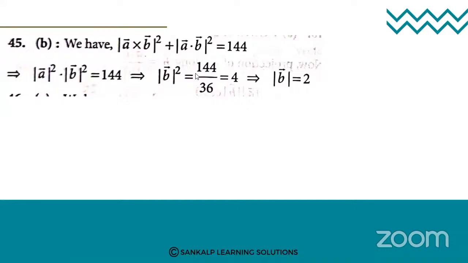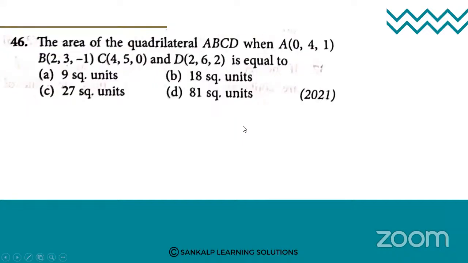So from this we can understand one direct hint, that is A cross B plus A dot B whole square will be equal to A square minus B square. So when we simplify, we get A square as 144 by 36, and B we are getting as 2. So option B will be the right answer.